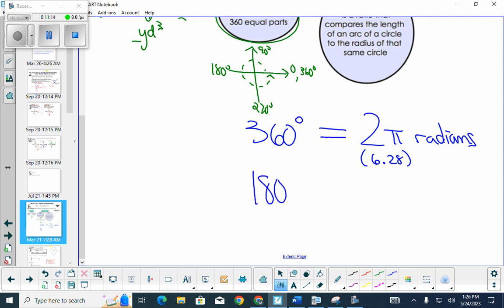180 degrees. Okay, let's see if you can pattern this. If 360 degrees is 2 pi's, what is 180 degrees? 1 pi. Or about 3.14. Now I say about 3.14 because you guys should know by now that pi is the ultimate decimal, right? Doesn't stop, doesn't repeat, doesn't terminate.